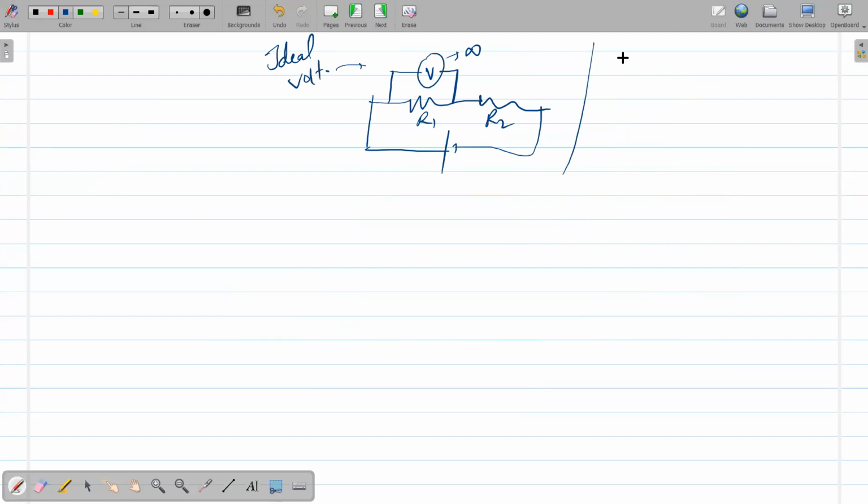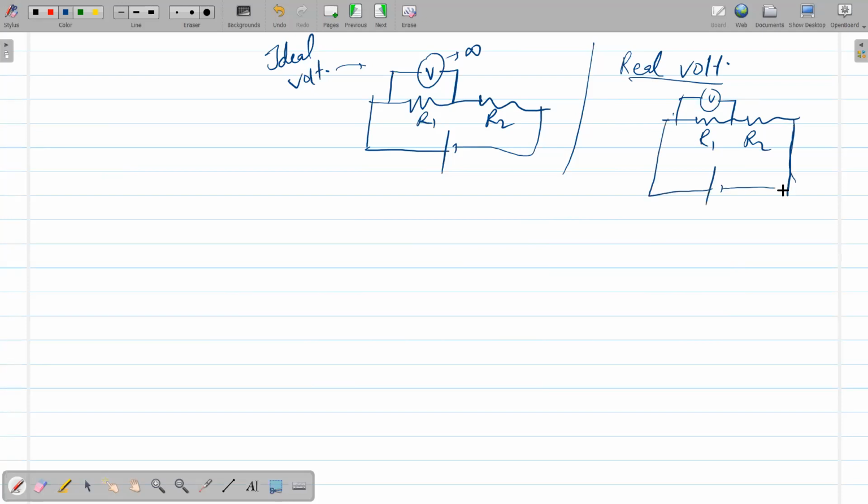But a real voltmeter has actually high resistance, not infinite. When you connect a real voltmeter like this, then definitely it will have an effect, because some current will pass through it and it will affect the resistance of the circuit, and hence it will affect the potential difference value. So we can say that here you will get some error, right, clear. So here RV is very large, but it is not infinite.